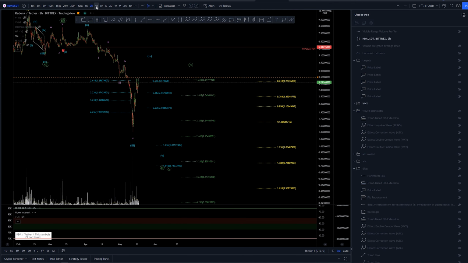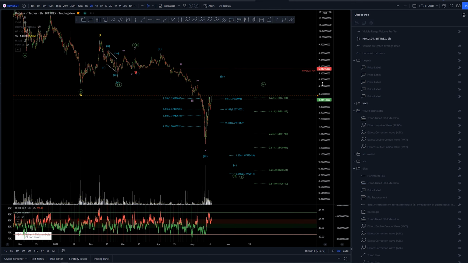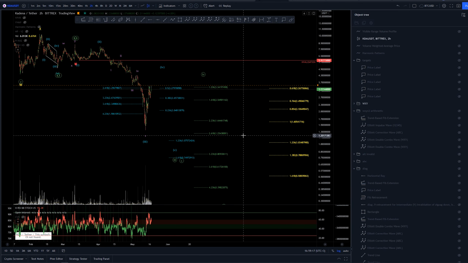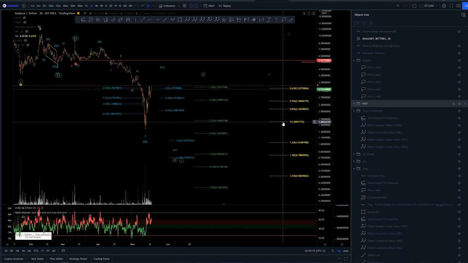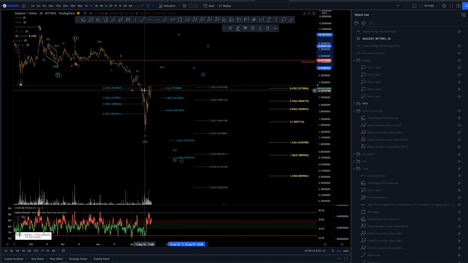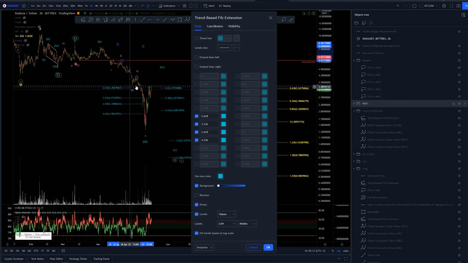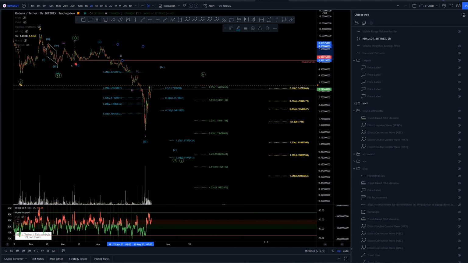So zooming out a bit again, do we have confluence around these? We do have quite a few things here. 1-to-1 extension, 2.236, which is again the expected wave 5 ending for non-extended wave structures. Let's add the 1.618 here as well.